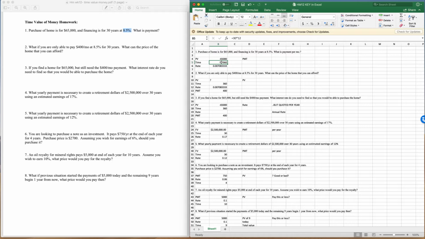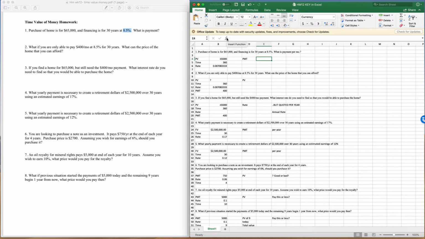Time, I'm going to double click on that. What I did here is I just pressed equals, and I said, well, it's a 30-year time period, but 12 months a year. So that's going to be 360. On the rate, I put in 0.085, that's 8.5%, divided by 12, and that gives me the rate with all the decimals I need. So the question is, what's the payment? Well, to do this in Excel, what you can do is click the F.